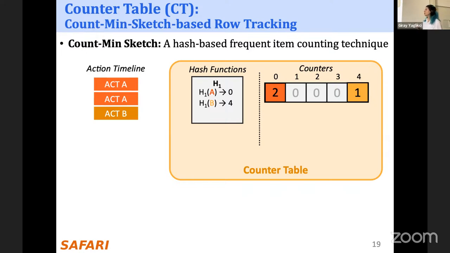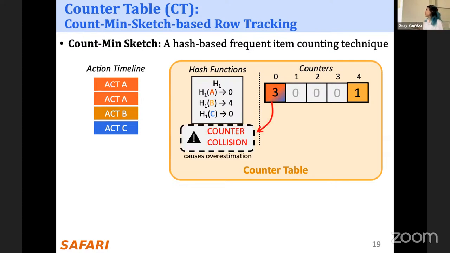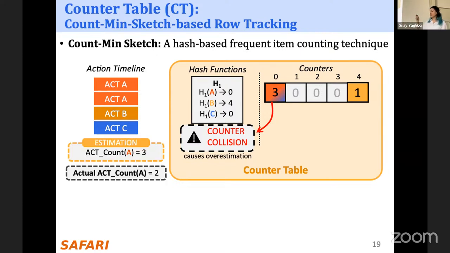Since we have a fixed number of counters, in this example, an activation to row C results in incrementing the same counter as row A. So this is what we call a counter collision. These counter collisions cause overestimations because if we were to estimate the activation count of A, we would estimate it as 3 because that's the counter value. But the actual activation count of A is 2.